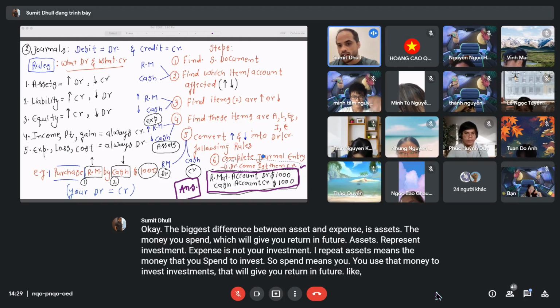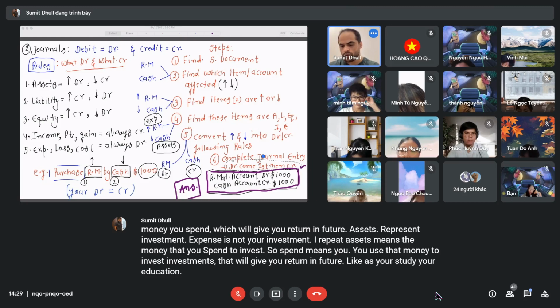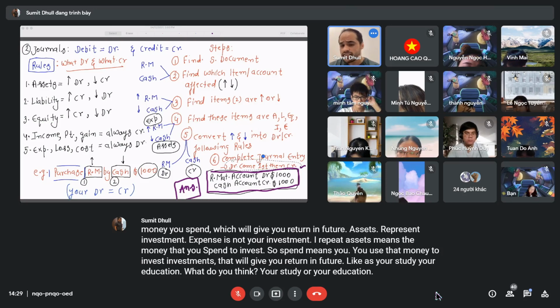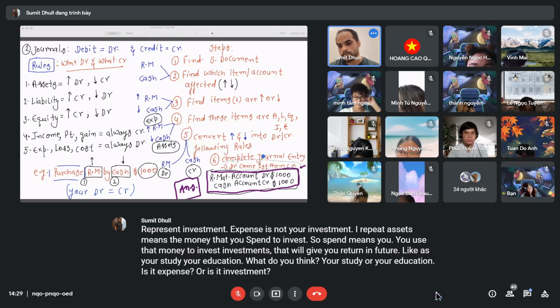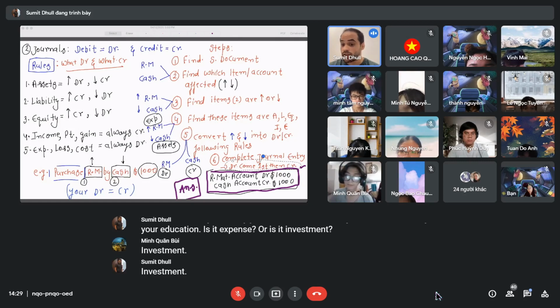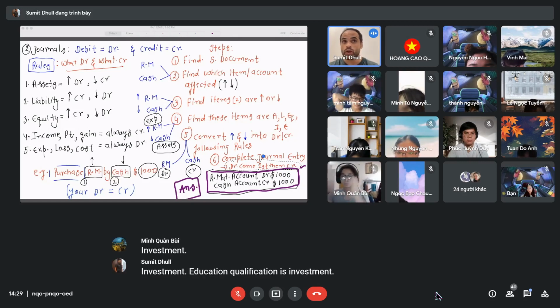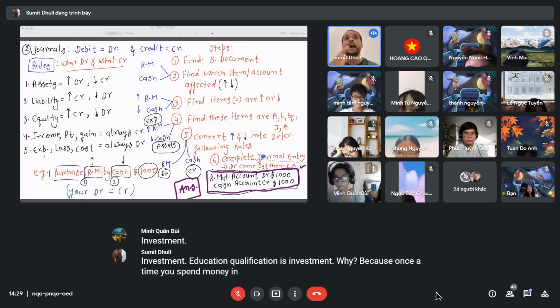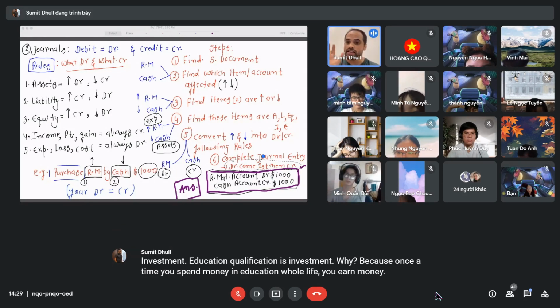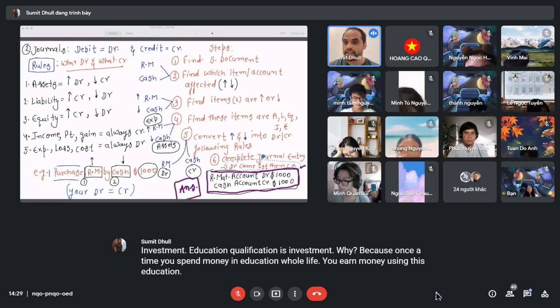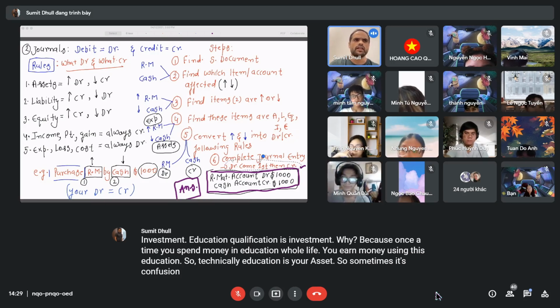Like your study, your education. What do you think? Your study or your education, is it expense or is it investment? Investment. Education qualification is investment. Why? Because once you spend money on education, your whole life you earn money using this education. So technically education is your asset. Sometimes there is confusion between personal life and business life.